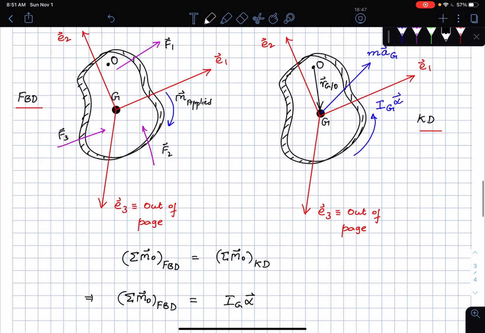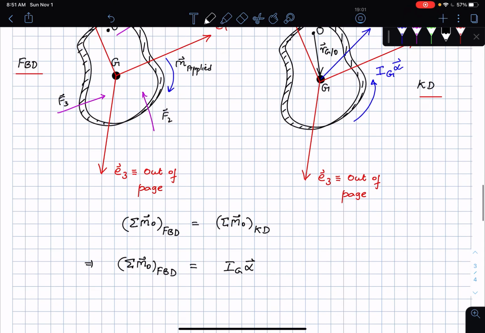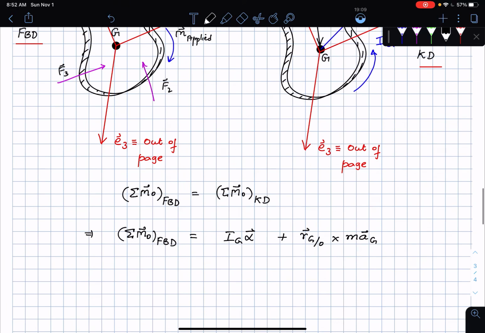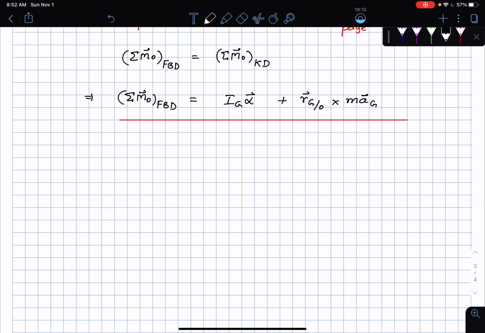Now if I'm taking moment about the point O, then I know that moment is r cross F, right? The distance crossed with the force. So this is going to be plus r_G/O crossed with m a_G. So this is the second expression that I have. And so here is the basic idea. In summary, I have the following equations.